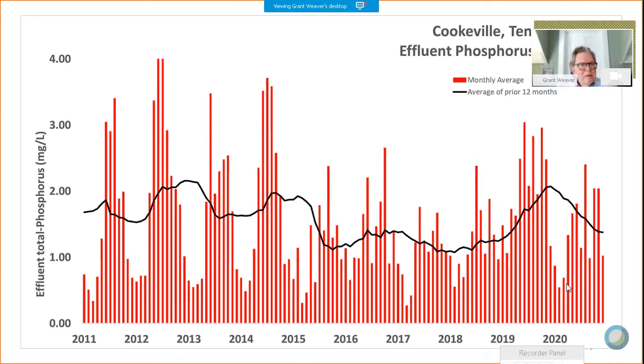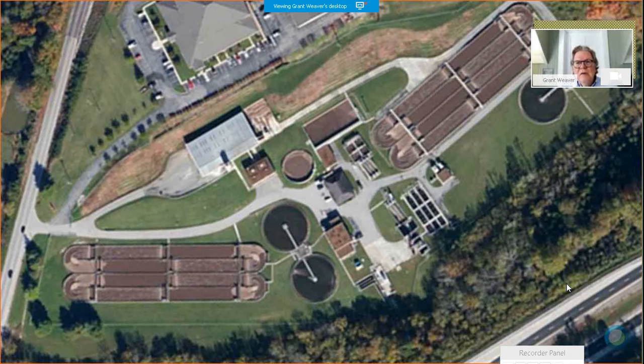Late 2019, consistent, not so much in a good way, but it started trending up. But much more, just looking at the data, you can see folks that are getting a better understanding, a better control, and I think the future is going to show continuous improvement in phosphorus removal there.